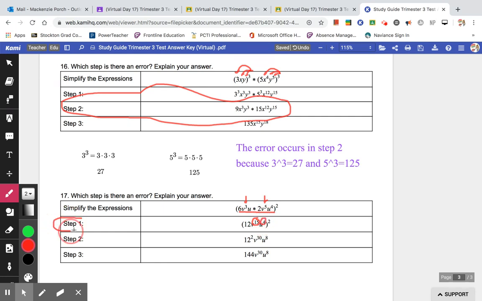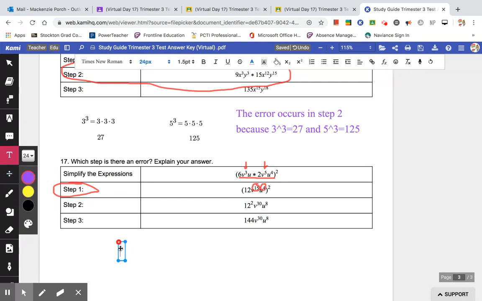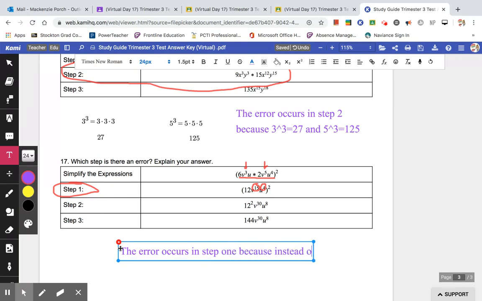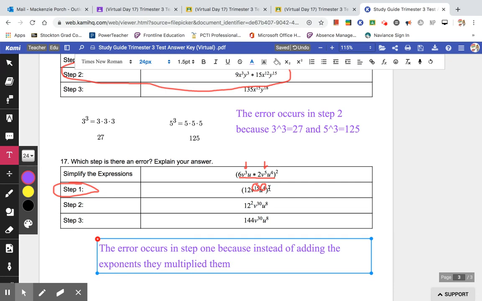So the mistake here actually occurs in step 1, because instead of adding their exponents, they multiplied them. So the answer to this question would be that the error occurs in step 1 because instead of adding the exponents, they multiplied them. But then if you follow the rest of the work, they actually do the rest of this correctly. So it's the wrong answer, but step 1 is the only one with the error.